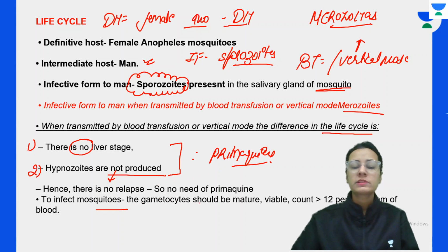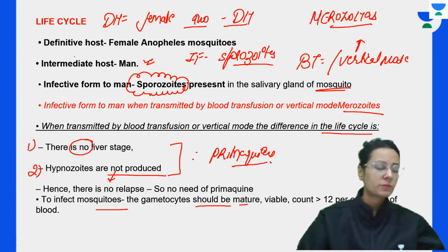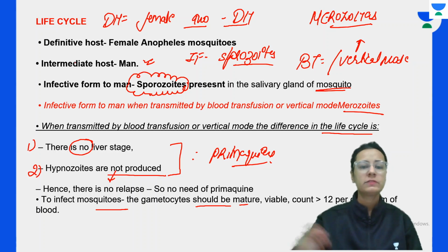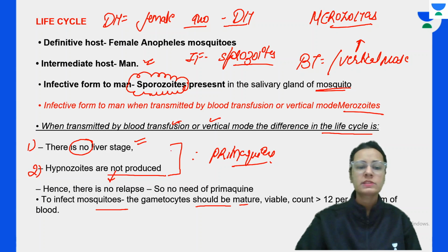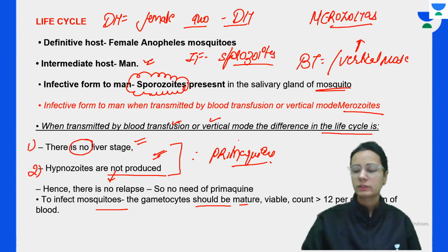To infect mosquitoes, the gametocyte should be mature and the count should be above a certain number per millimeter cube of blood. What are the important points from here? The definitive host for the Plasmodium is the female Anopheles, and the intermediate host is man, with the infective form being the sporozoites. But when it is transmitted by blood transfusion or by the vertical mode, it is the merozoites. When transmitted by the vertical mode or blood transfusion, there is no liver stage and the hypnozoites are not produced, and therefore there is no relapse. Therefore, no need of primaquine.